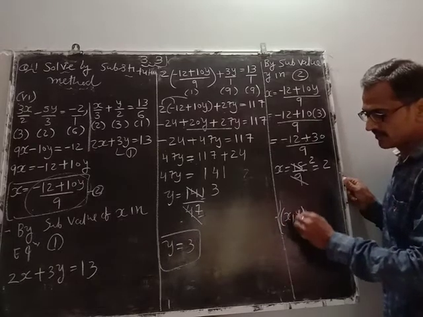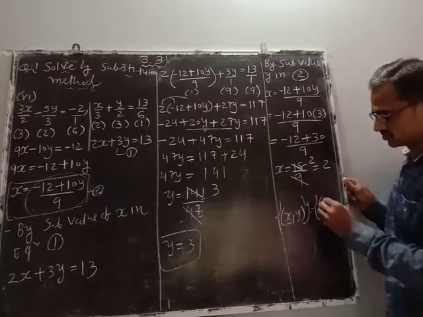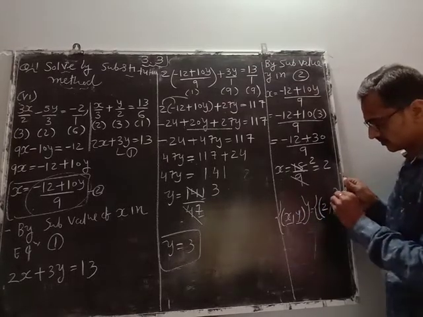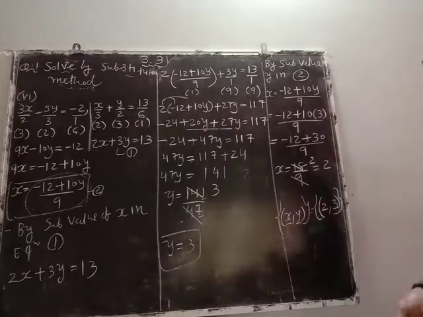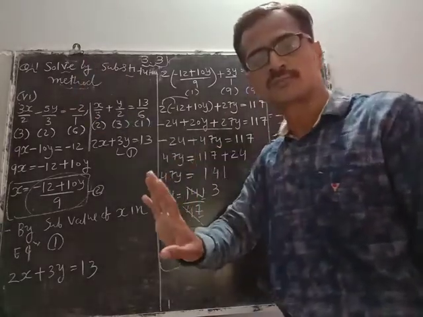So here we are having answer x 2 and y 3. Clear? So this sum is also solved. Go through it. Now question first over. Go through it.